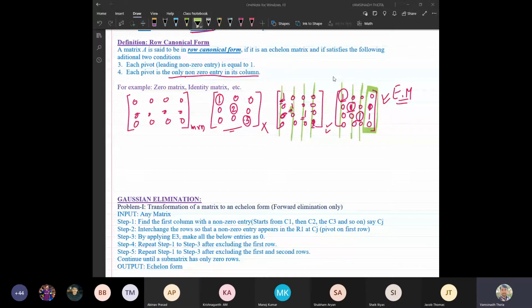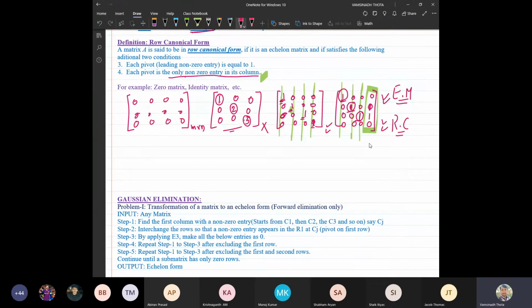Okay. So here you need not check this column. Why? Because in this column there is actually no pivot entry. So the fourth condition you need to check only for the columns in which there is a pivot entry. And hence this is also in the row canonical form. So this also can be given as an example for a row canonical form. Now the next thing, next example, I think we have enough.